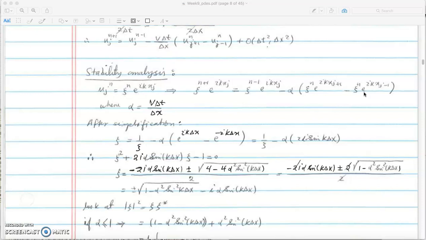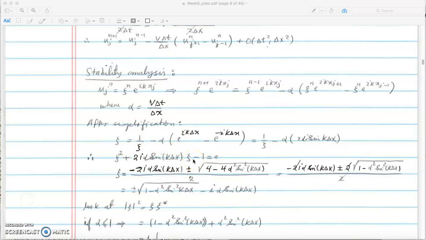Again, we cancel xi raised to the n power from both sides and exponential of i k x_j from both sides, and at the end of the day we get xi from the left term, and then 1 over xi from the first right term, and minus alpha times exponential of i k del x minus exponential of minus i k del x as before. Replace this by trigonometric functions, we get this. We multiply through by xi, move everything to the left, we get that equation. It's second order in xi.